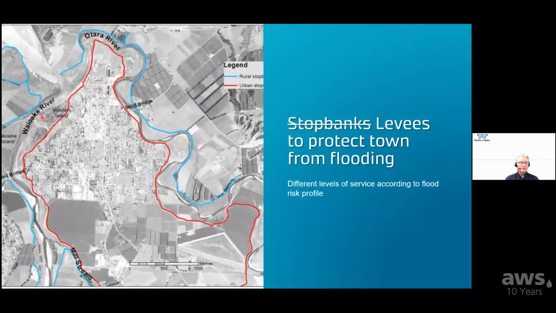It's the Waioeka River on the western side and the Otara on the eastern side. We've got two lots of levees, one either side, the urban one protecting the urban area. The river mouth flows out through here.